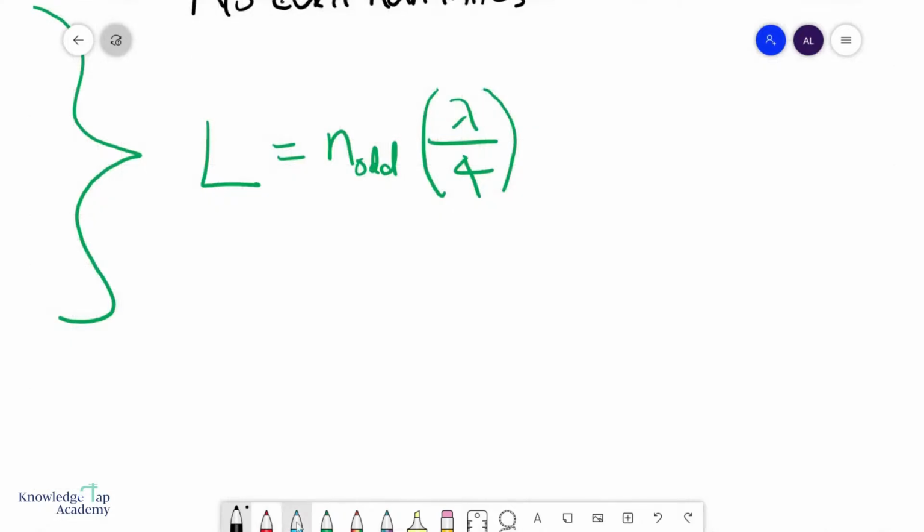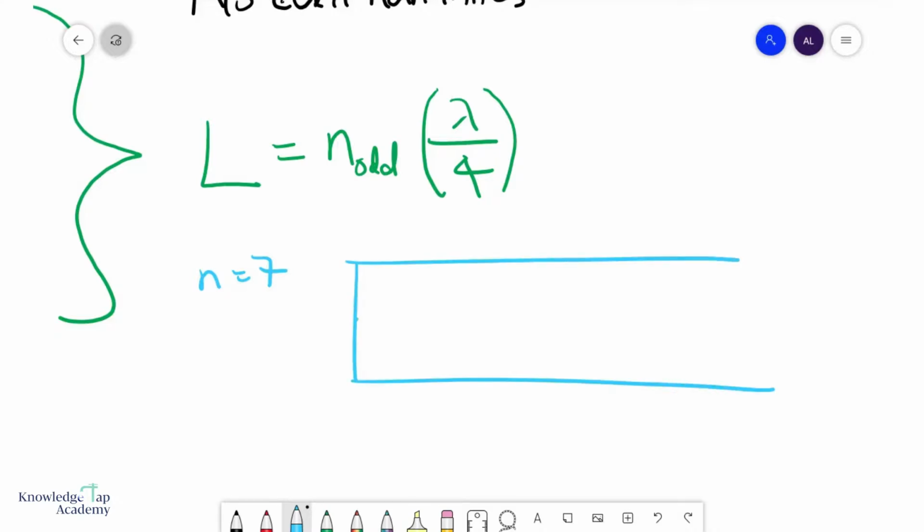Okay, and so we look at one example of sketching this. For example, if n equals 7, then I will have 7 of these quarter wavelengths. So you can think of it as 1, 2, 3, 4, 5, 6, and then the final 7th one at the end over there, to give you that antinode that you need.